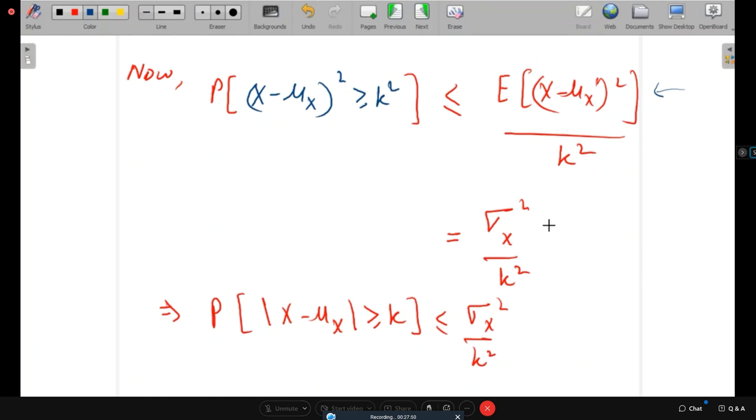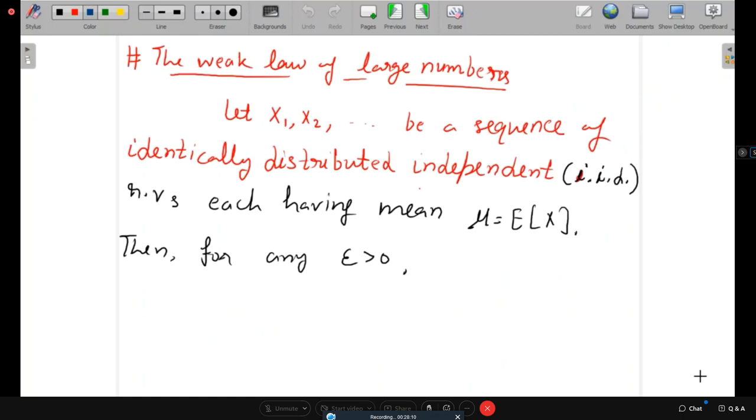So this is sigma x square by k square. Now this is what we wanted to establish. So it's a simple application of Markov's inequality. Okay, right. So this establishes Chebyshev's inequality. Now we can state the very important result, which is named the weak law of large numbers.